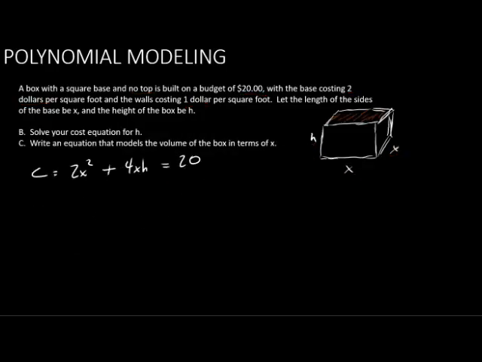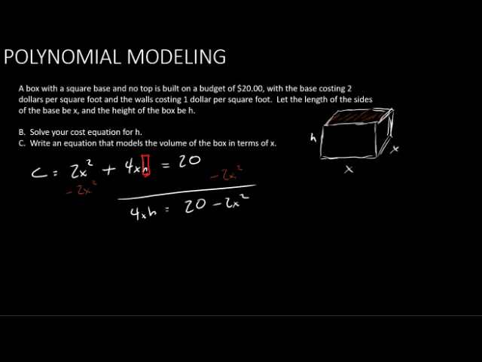The next part of this question asks us to solve the cost equation for h. So we'll box in h in red and try to get it by itself. To begin, since we want to get h by itself, let's leave the 4xh alone for the moment and subtract 2x squared from both sides. If we subtract, we'll get 4xh is equal to 20 minus 2x squared.